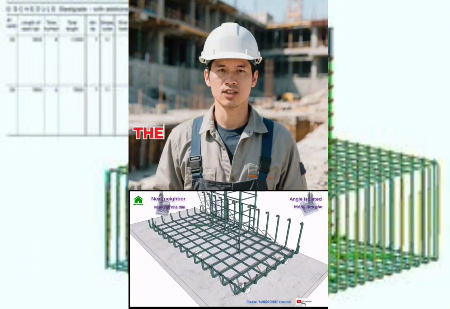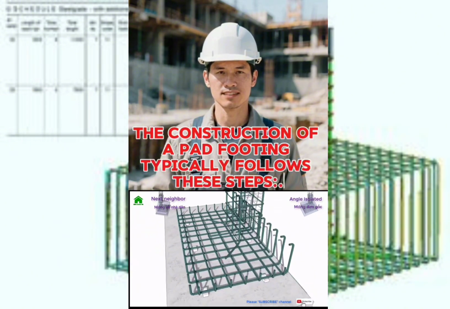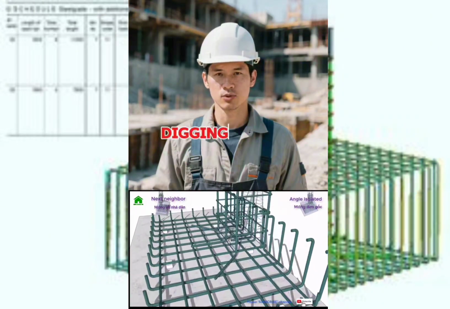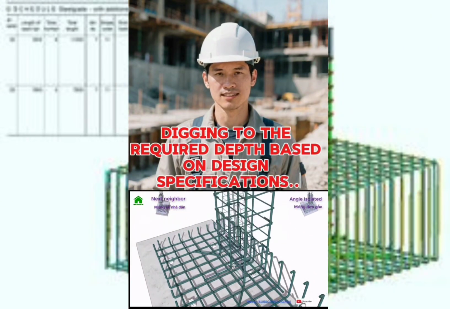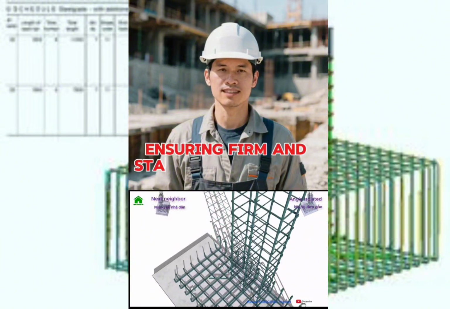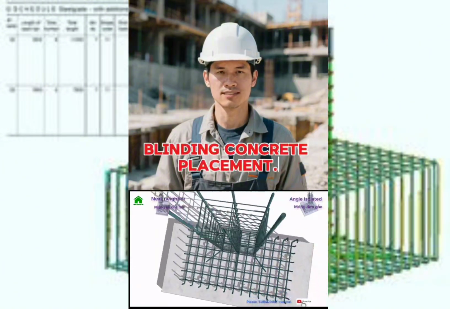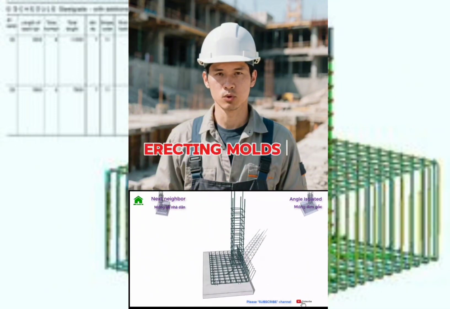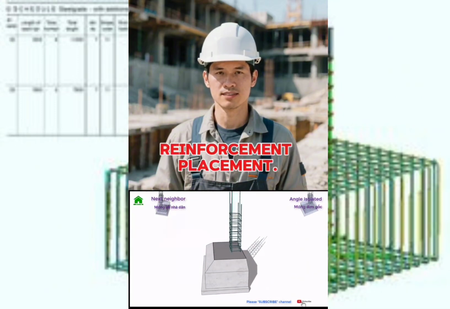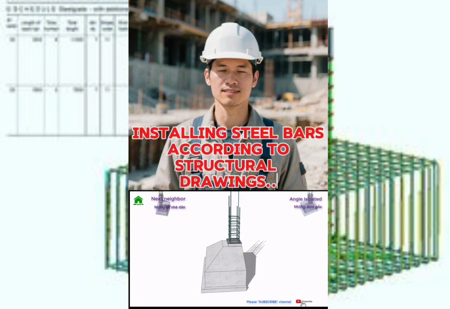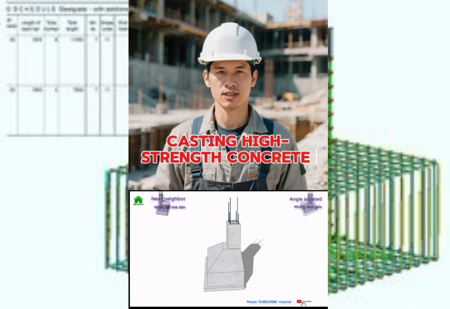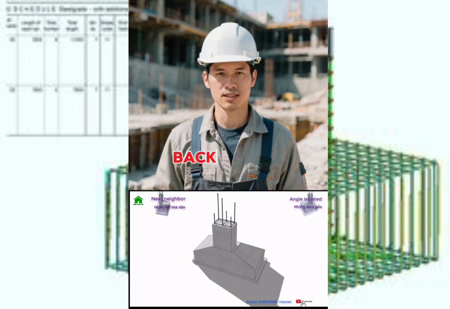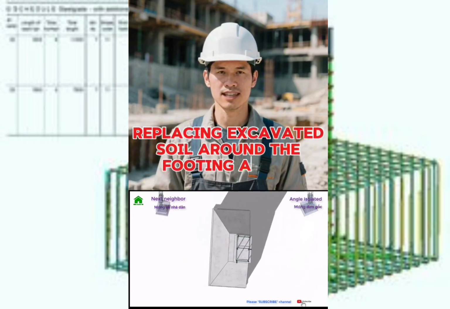Construction process. The construction of a pad footing typically follows these steps. Setting out, marking the location of columns and footing dimensions. Excavation, digging to the required depth based on design specifications. Compaction of subgrade, ensuring firm and stable soil support. Blinding concrete placement, pouring a thin layer of lean concrete for a clean base. Formwork installation, erecting molds to shape the footing. Reinforcement placement, installing steel bars according to structural drawings. Concrete pouring, casting high-strength concrete into the formwork. Curing, maintaining moisture to achieve proper strength development. Backfilling, replacing excavated soil around the footing after curing.